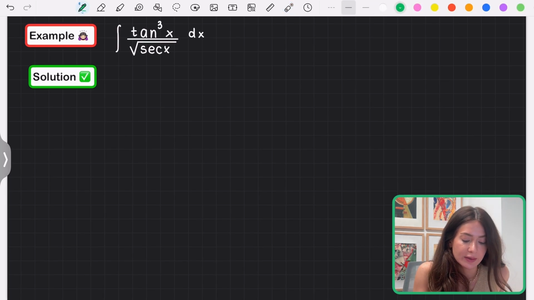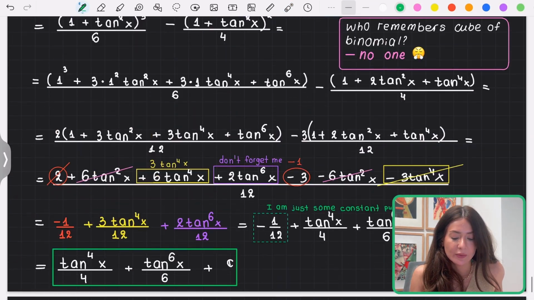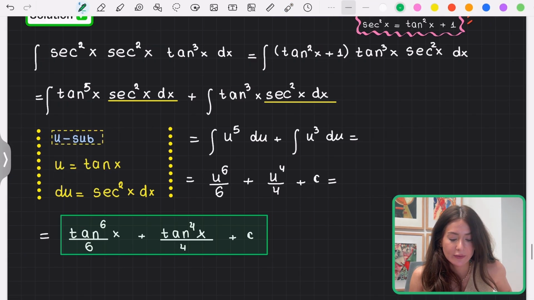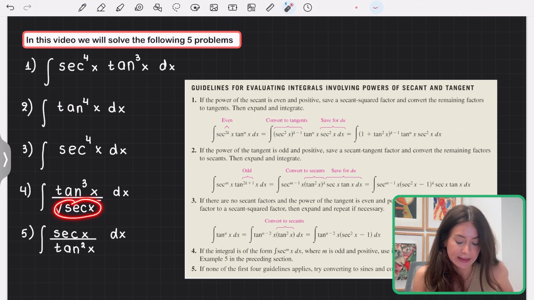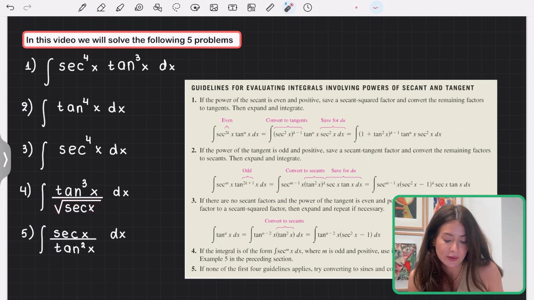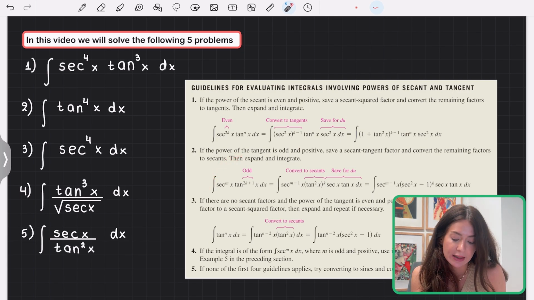Now this is quite tricky, and the only reason why it is tricky is because of the fraction being a power of secant x. And here we only have this option to go with because this would demand that secant is even and positive, and secant here is raised to the negative 1/2 power, so that's not positive. So I have to go with tangent is odd, so I need to go with the second.